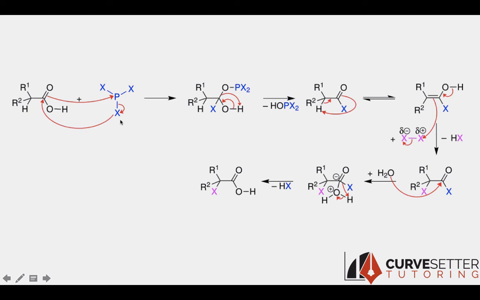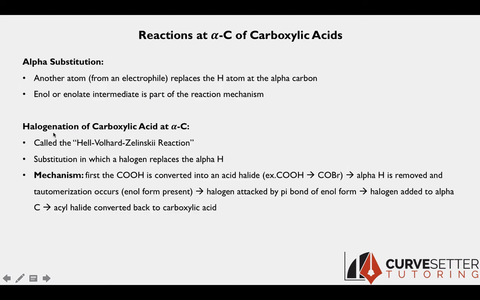So this is also not a mechanism that you need to memorize, but just know that substitutions often occur at the alpha carbon of carboxylic acids, and one specific and common instance of that is halogenation at the alpha carbon. Okay, so that's it for this lecture, and in the next lecture we'll talk in depth about carboxylic acid derivatives, so carrying on from a lot of this content.